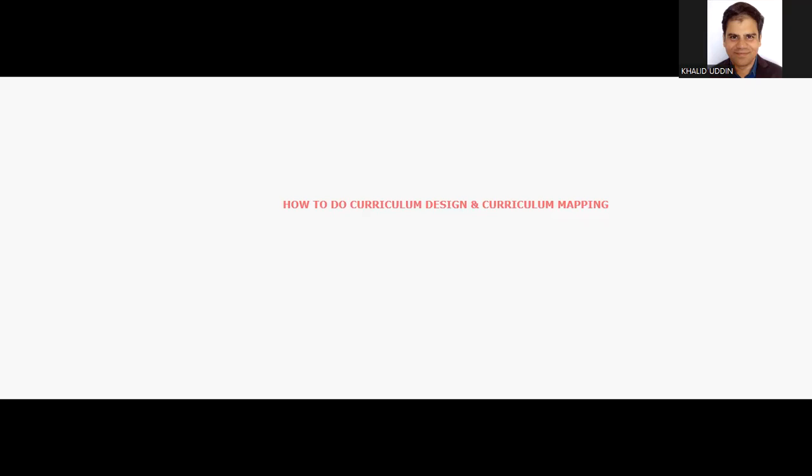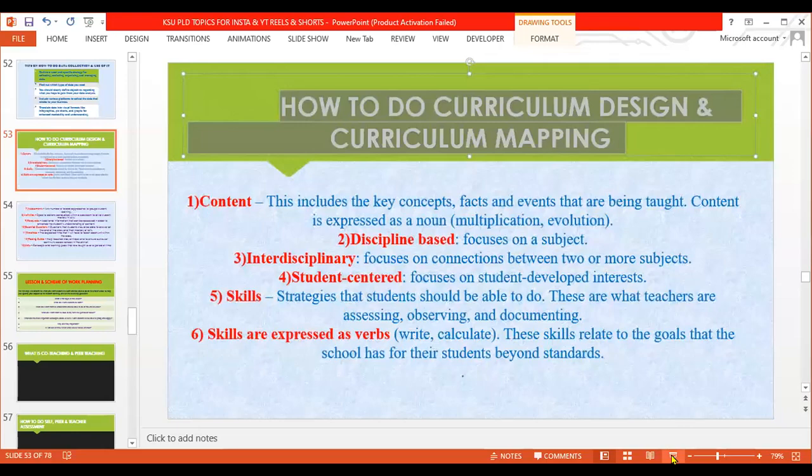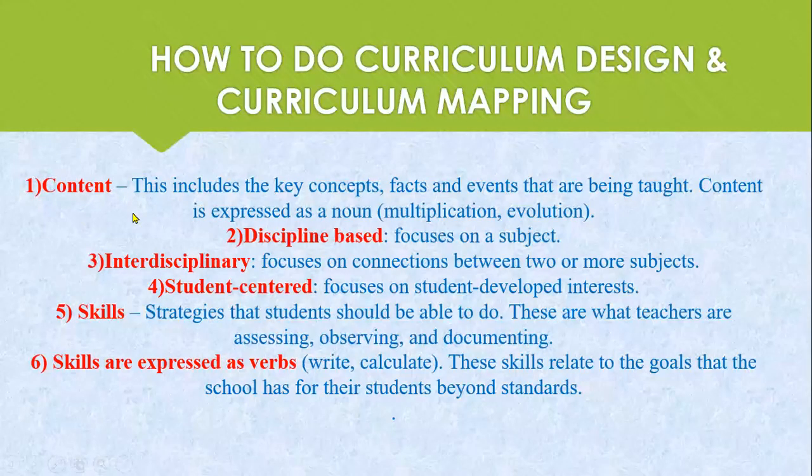So I will share the points which will help you understand what exactly is curriculum design and curriculum mapping. So as you can see in this screen, first is content. This includes the key concept, facts, and events that are being taught. Content is expressed as a noun. Second, discipline based, it focuses on a subject. Third part of curriculum design and curriculum mapping is interdisciplinary. So interdisciplinary focuses on connections between two or more subjects.